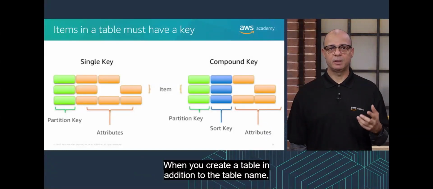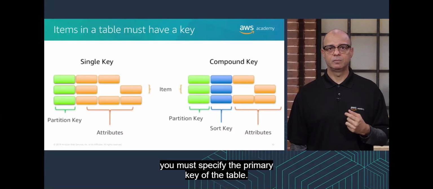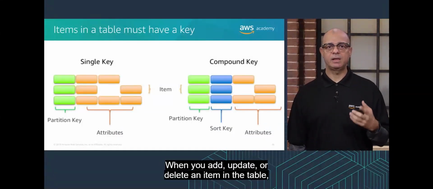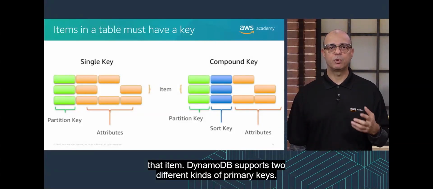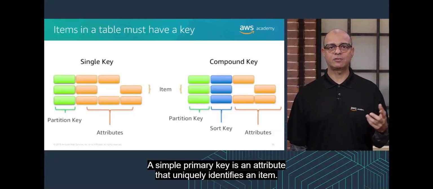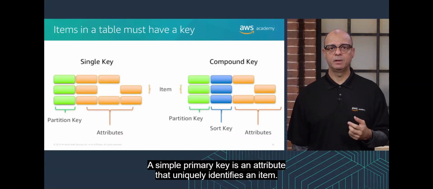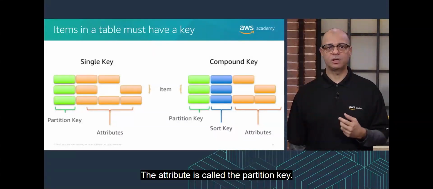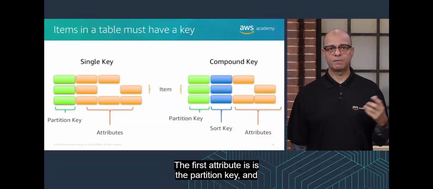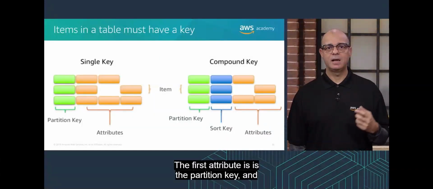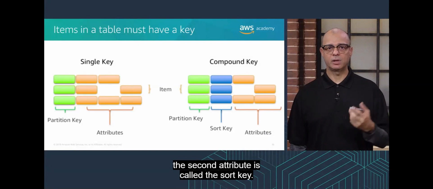When you create a table, in addition to the table name, you must specify the primary key of the table. When you add, update, or delete an item in the table, you must specify the primary key attribute values for that item. DynamoDB supports two different kinds of primary keys. A simple primary key is an attribute that uniquely identifies an item. The attribute is called the partition key. A composite primary key is composed of two attributes. The first attribute is the partition key, and the second attribute is called the sort key.